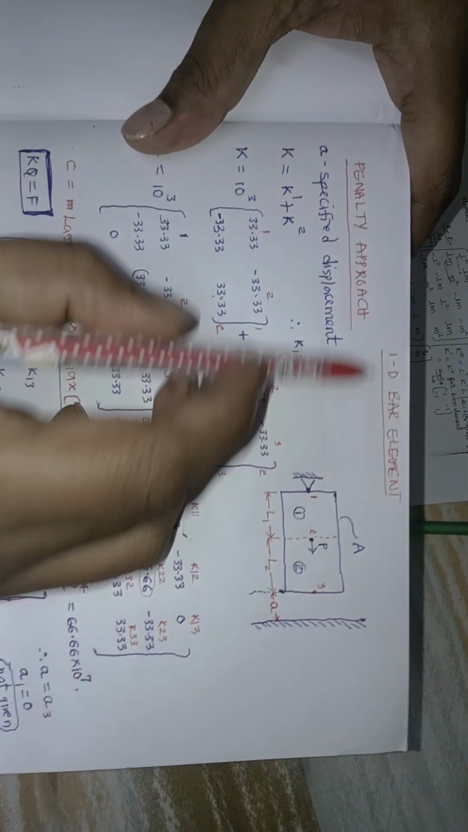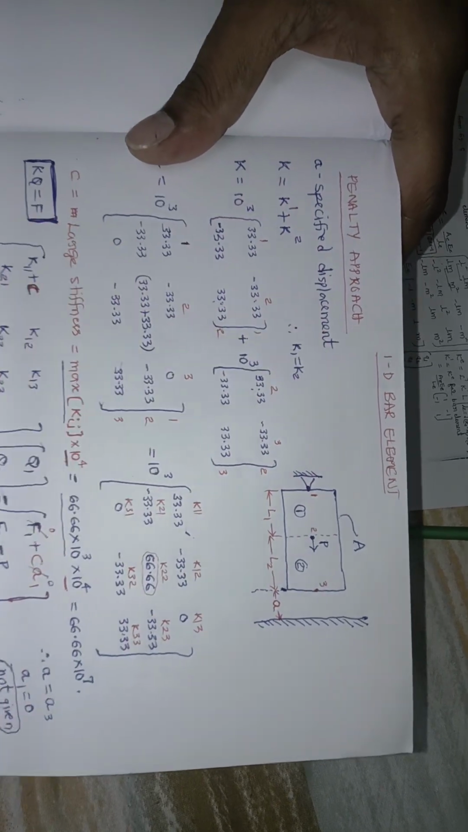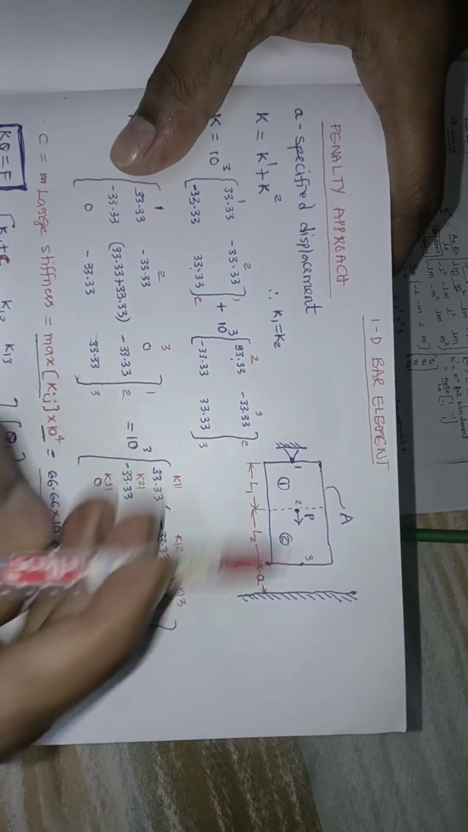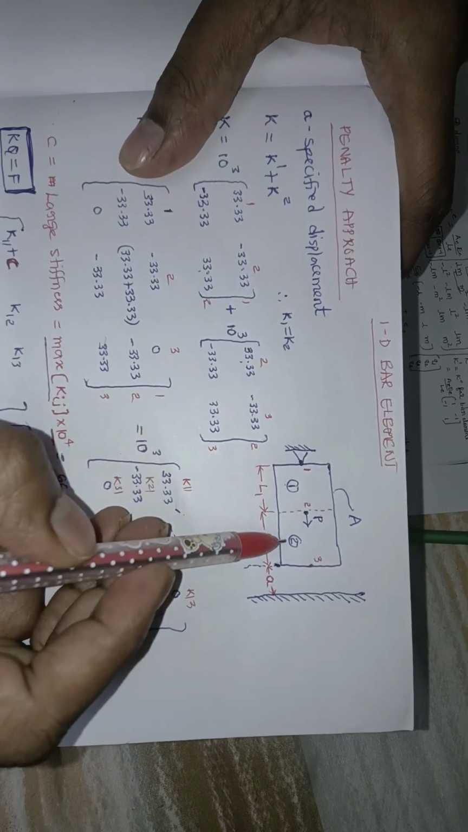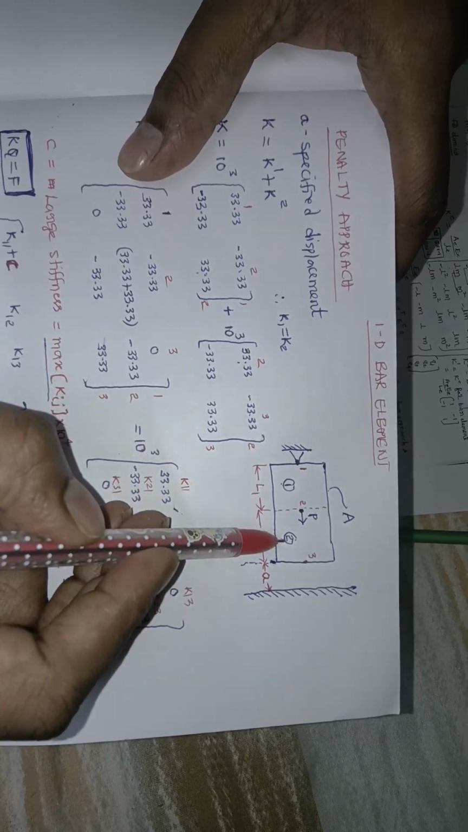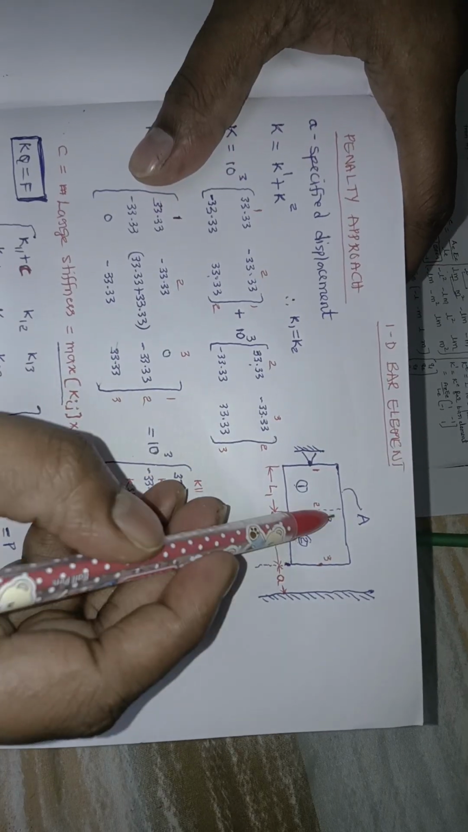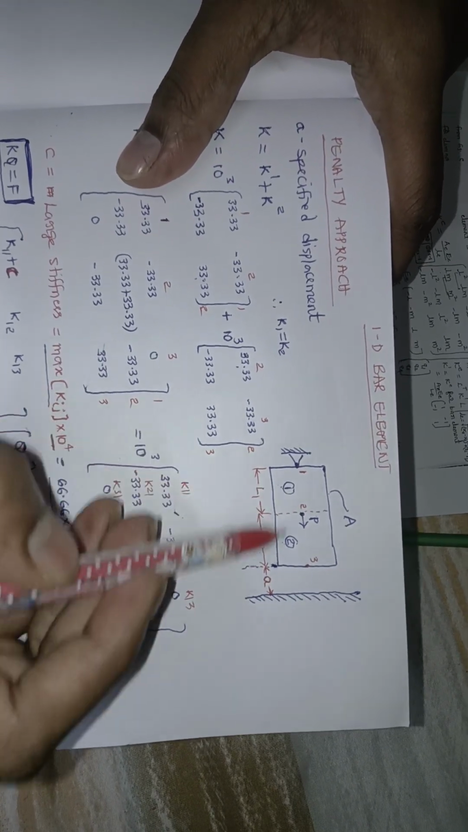Now, this is the one-dimensional bar element with the help of the penalty approach. See here, this is the bar element. This is 1 and this is 2, element number 1 and element number 2. Here some point load is acting, so we take it as a section. That's why we divided it into element 1 and element 2.